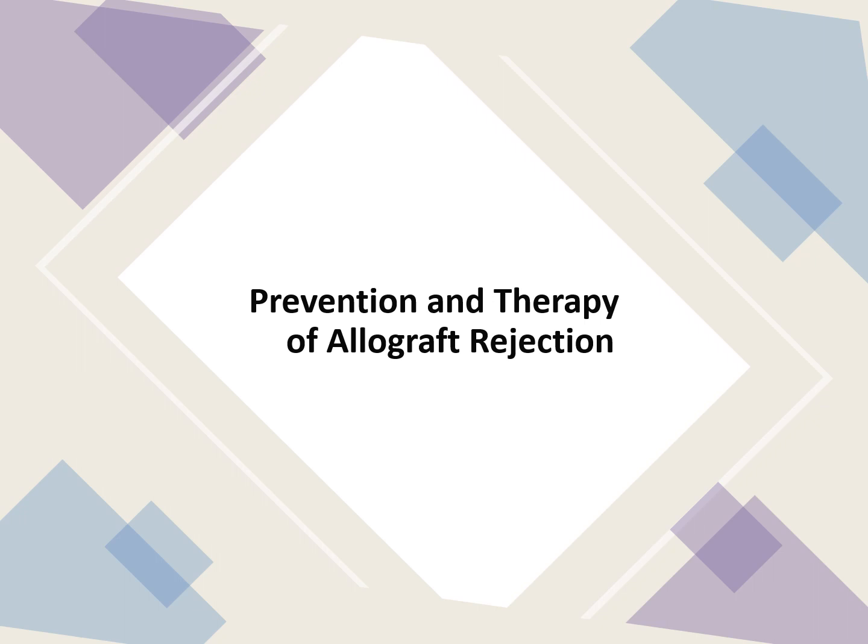I have already mentioned the acute and the chronic rejection. Now I'll talk about how it can be prevented. If there is a problem, there can also be a solution. So how can it be prevented, and what are the therapies for allograft rejection?